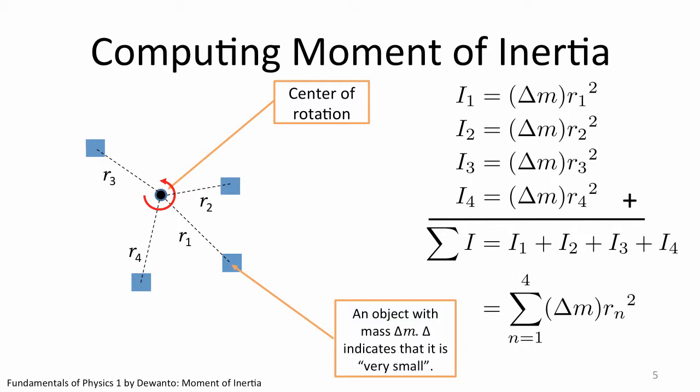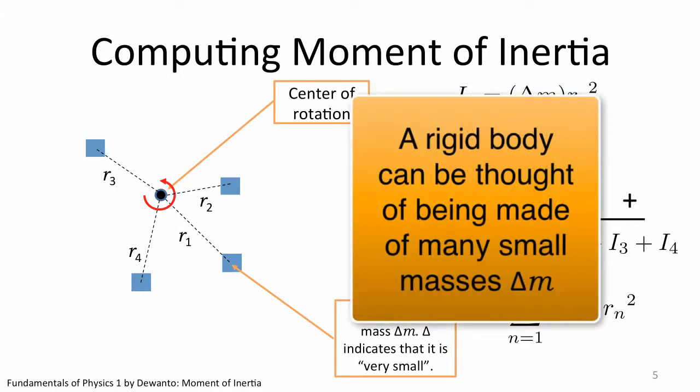It will definitely take a very long time to compute, but we have a well-defined algorithm to accomplish that. So yes, theoretically we can compute the total moment of inertia of an infinite number of objects rotating about the same axis. Now this is an important revelation. A real-life rigid body object is nothing but made of many objects of small masses such as this.